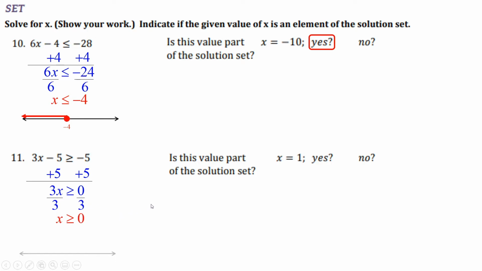So let's graph it. So we have a hash mark, and our key number on this number line would be the 0, greater than or equal to, solid dot, and greater than means we'd go to the right. Okay, now x equals 1. Is that part of the solution set? Well, 1 would be right here, and yes, that would be part of the solution set. The graph really makes this easy.